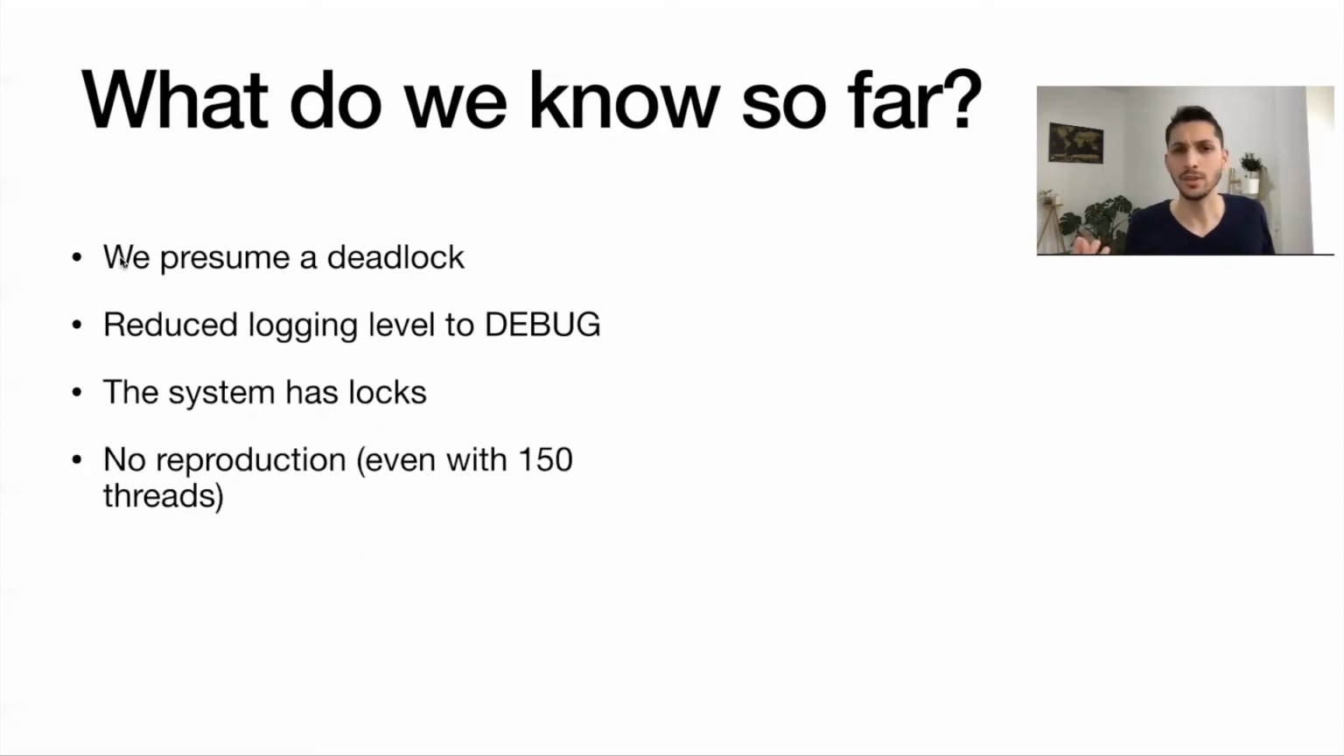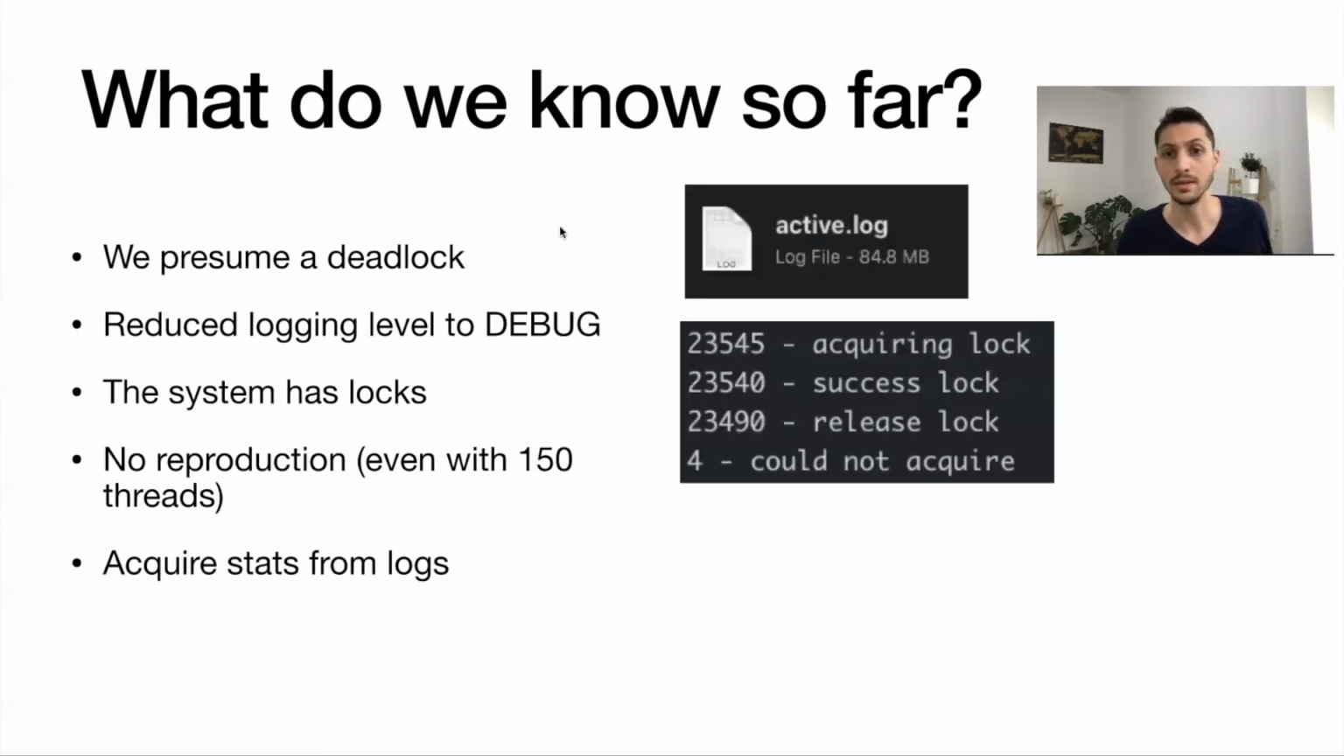We didn't manage to reproduce it at all, even with 150 threads, which is three times as much as what we have in our production server. And we tried to acquire some stats from the logs. We tried to understand what is going on inside the system. And this is the actual log file, which is 85 megabytes of log file for this specific run with our active project. We have this 23,000 times that we try to acquire the lock and release the lock, and we tried to understand what is going on inside this big log file. But we didn't understand anything about it.